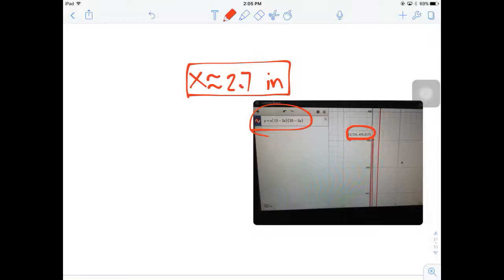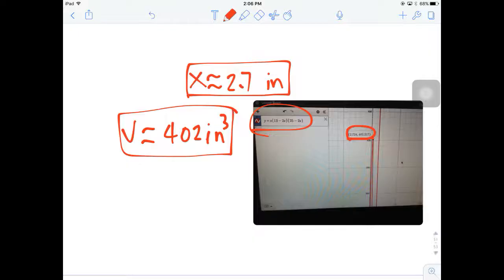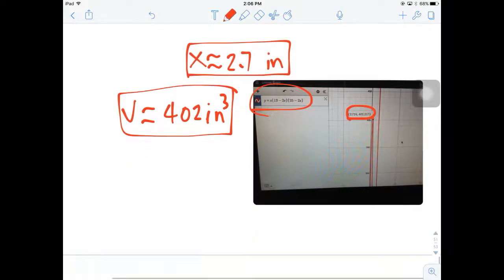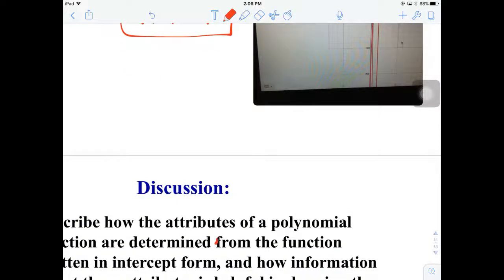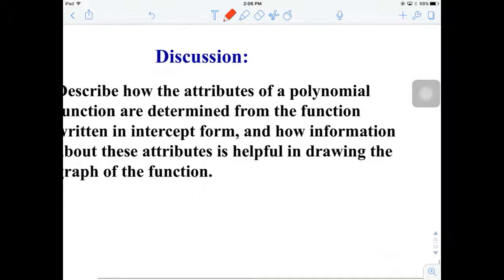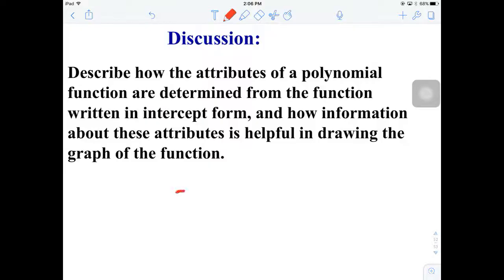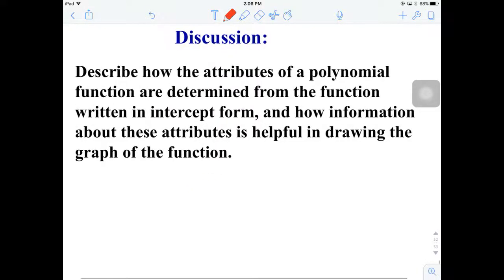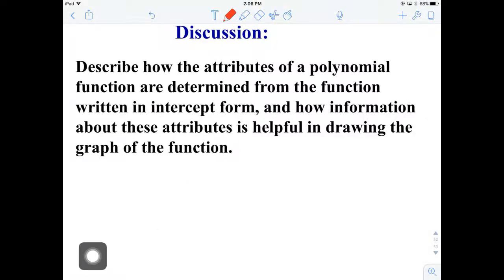And so the maximized volume, we don't really need to look for it, but just for the sake of listing it, it's actually approximately 402 cubic inches. That's the maximized volume for these dimensions right here. And that's the end of the problem. Hopefully, you are now convinced that polynomials are connected to real-world situations. And let's take a look at the discussion question.